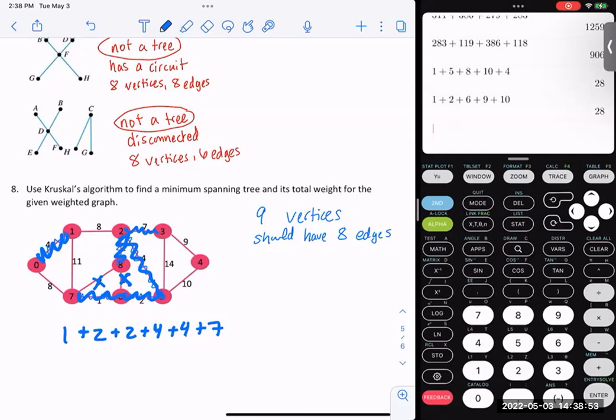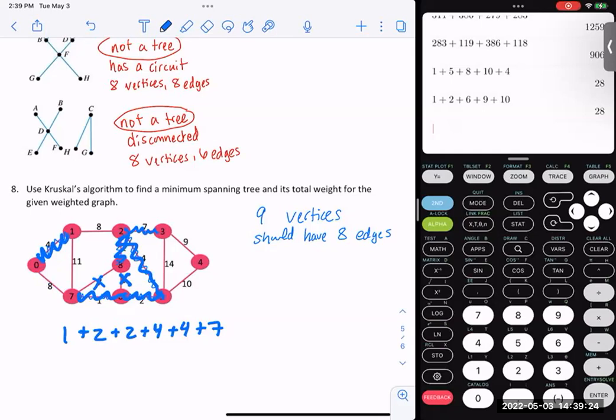Let's go to 8s. So this one, okay. Yeah, that one would be okay. Is this one okay? No, yeah, so that one would make a circuit, and I don't want that. Matter of fact, on this one, you could have picked either of the 8s. You just can't pick both of them.